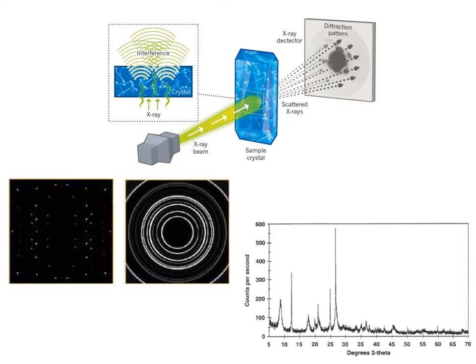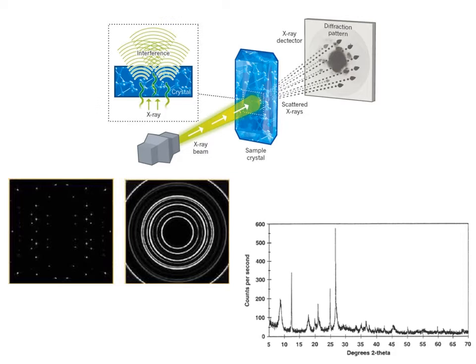Here is a quick picture. You see an X-ray beam being shot at a sample crystal. The scattered X-rays then hit an X-ray detector. The diffracted X-rays create a pattern, and you can see that pattern here at the bottom left, where you see tiny bright dots. Those are actually locations of atoms within that crystal.